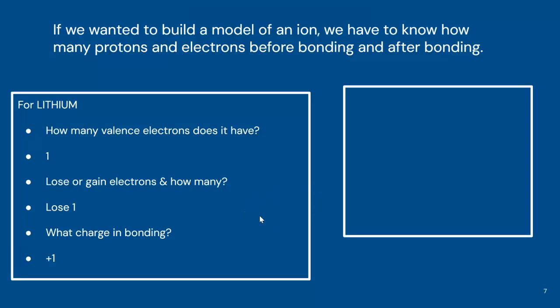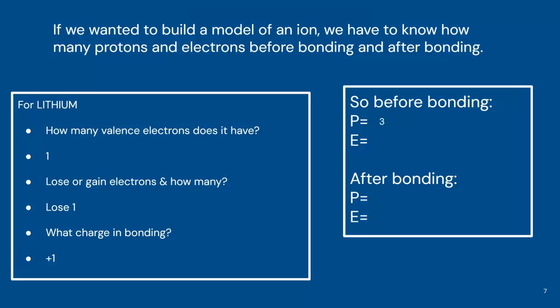Okay, so let's look at how many protons and electrons we have before bonding. Look at lithium on the periodic table. Its atomic number is 3, and we know that protons and electrons for lithium before bonding are going to be 3 and 3, okay? After bonding, protons are going to stay the same because protons never change, or the element changes. But if we're losing 1 electron, then instead of having 3 electrons, I'm going to have 2 electrons, okay?